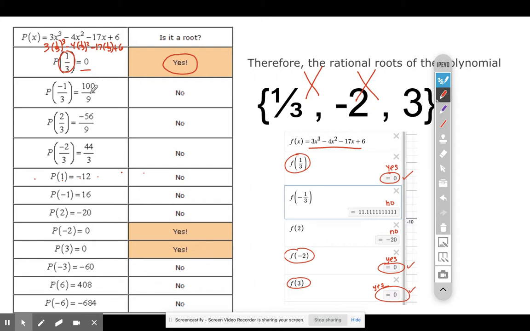Anyways, if you plug in -1/3, that's a no. If you plug in 2/3, you do not get 0. You get -56/9. That's a no. If you plug in -2/3, that's a no. If you plug in 1, that's also a no. If you plug in -1, you get 16, so that's a no. You're trying to get 0.